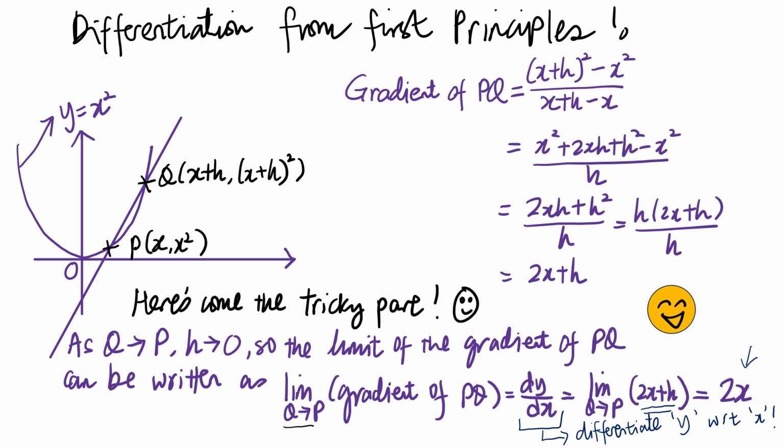So 2x becomes the gradient at point P. Or rather, it's called the gradient function. It's not the gradient, it's a gradient function. Depending on what the x coordinate of P is, you can just substitute. If your x coordinate of P is 3, then you substitute 3 into 2x, so the gradient will be 6. That means when the x coordinate is, did I say 3? Yeah, then the gradient of the tangent line will be 6.